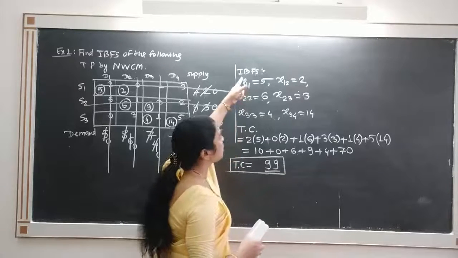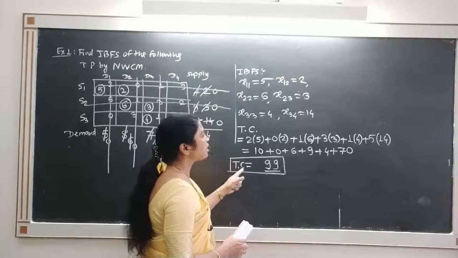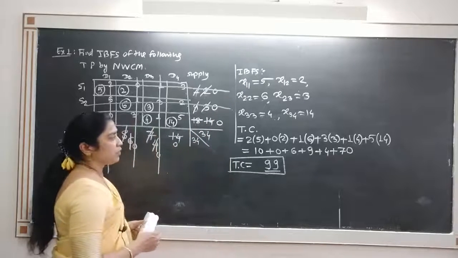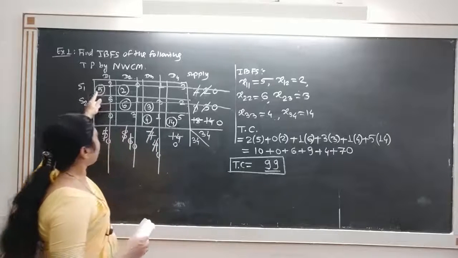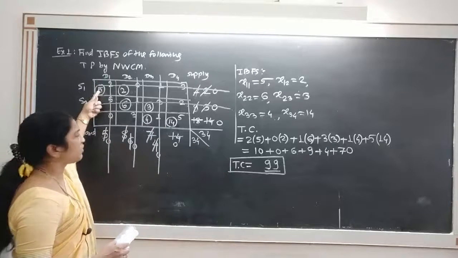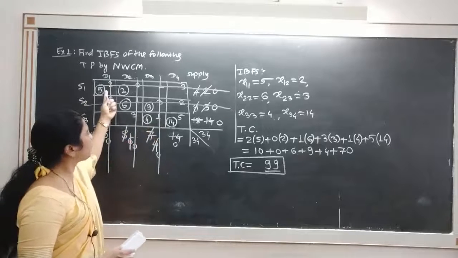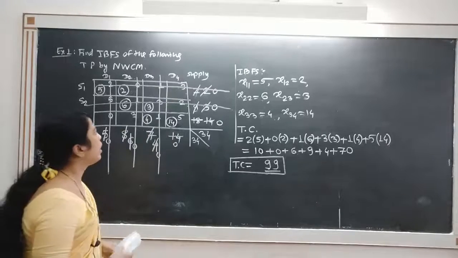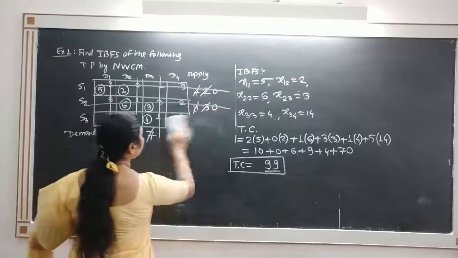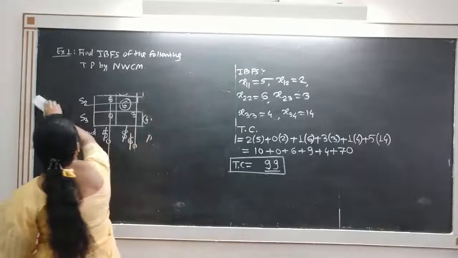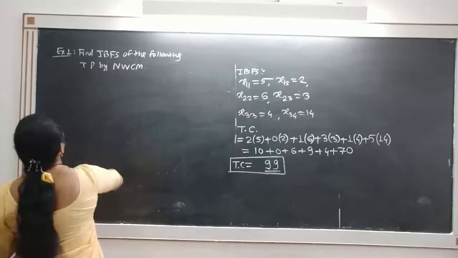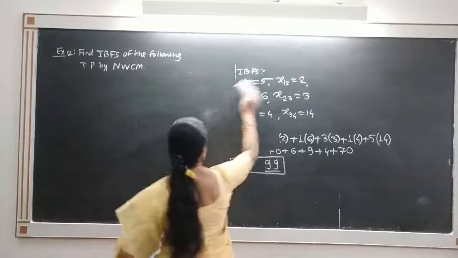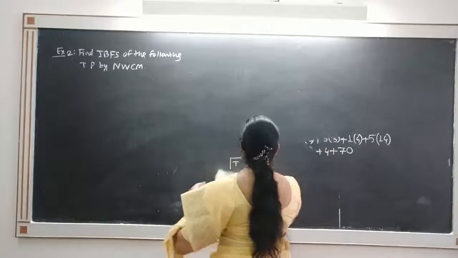So this is initial basic feasible solution and this is the transportation cost by NWCM method. So observe that this method starts at this cell and that is northwest cell and ends at southeast cell. Now consider one more example. So consider the example 2. We are finding initial basic feasible solution by northwest corner method.